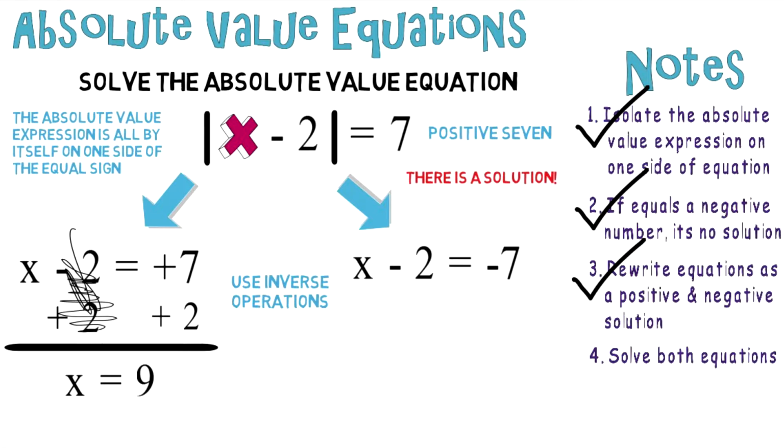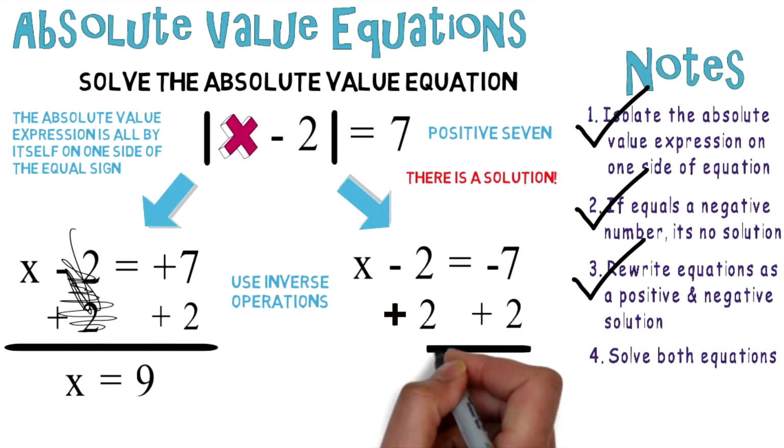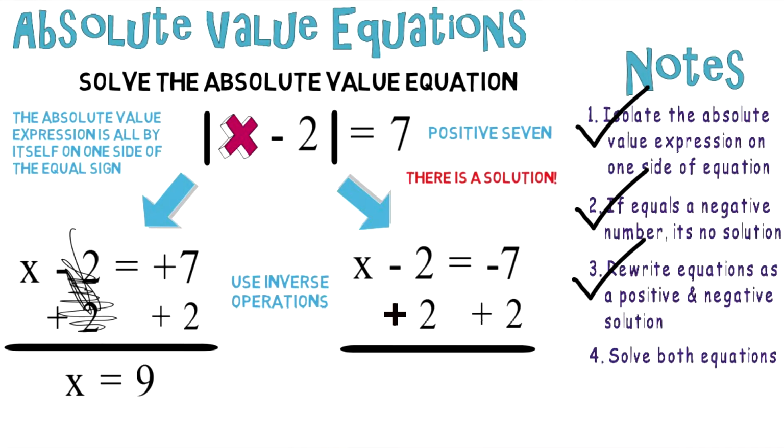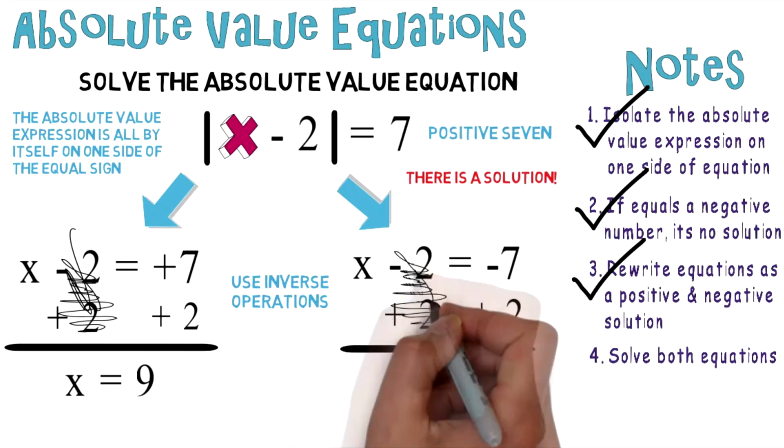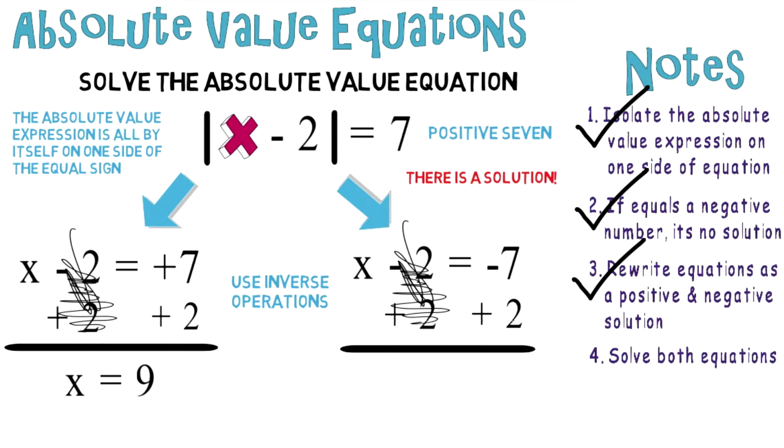On the other side of the equation, you're going to do the same thing. Add 2 to both sides. Positive 2 and negative 2 will cancel each other out. And you're left with x equals negative 5. So let's cross that off. We've solved both equations.